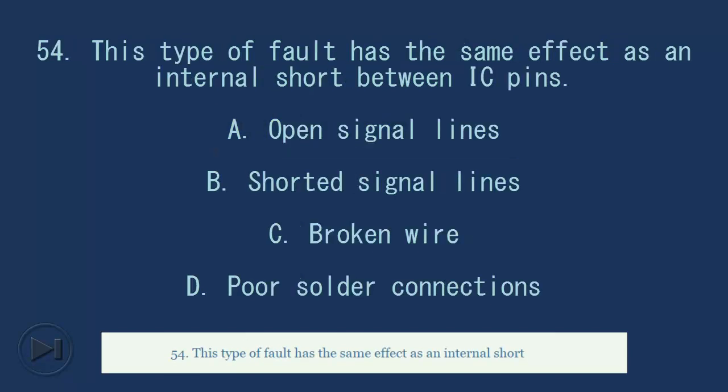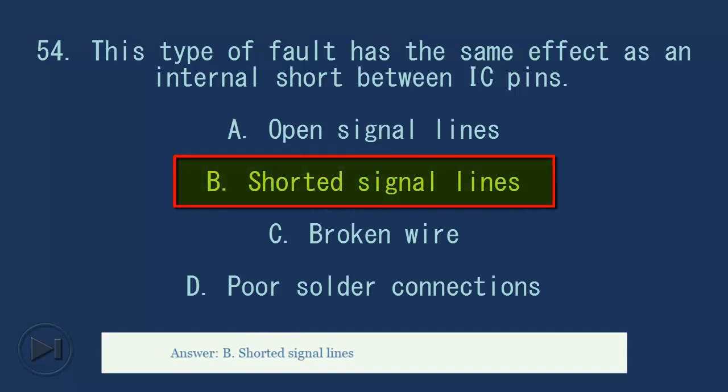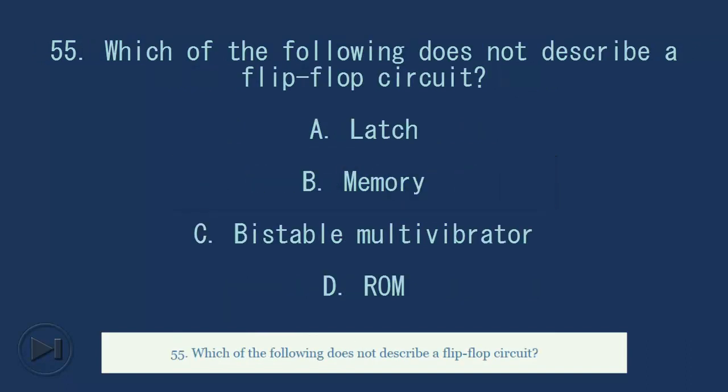54. This type of fault has the same effect as an internal short between IC pins. A. Open signal lines. B. Shorted signal lines. C. Broken wire. D. Poor solder connections. Answer, B. Shorted signal lines.